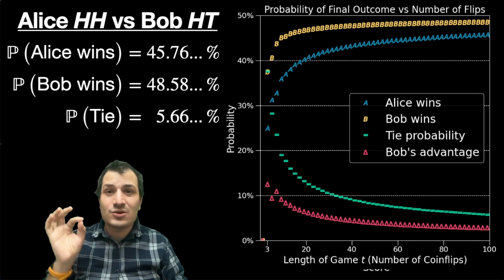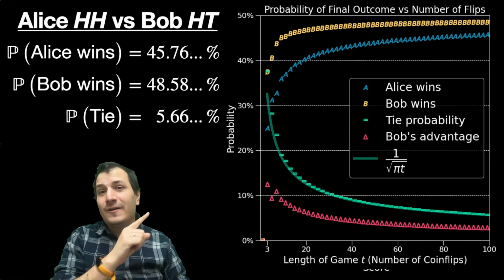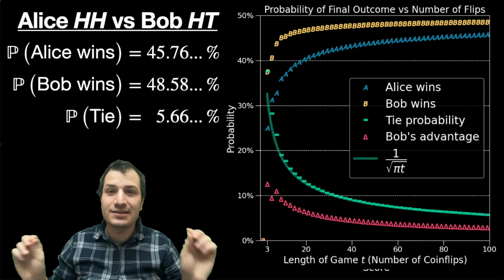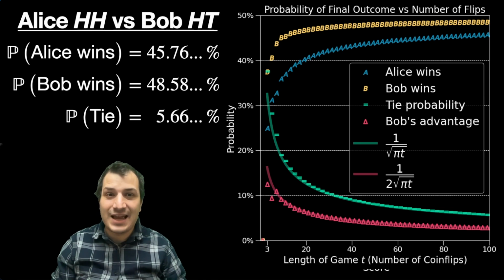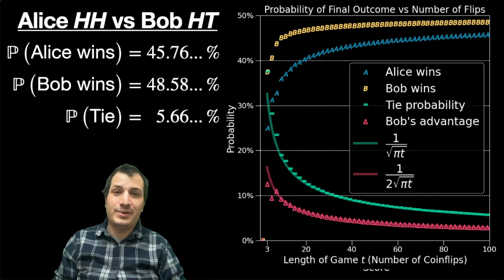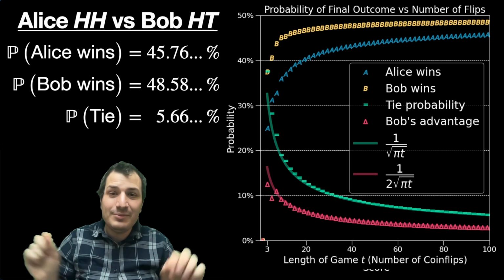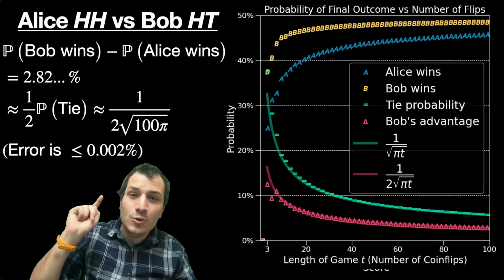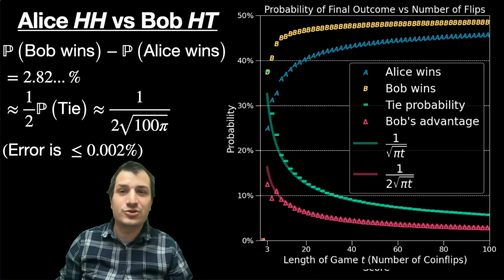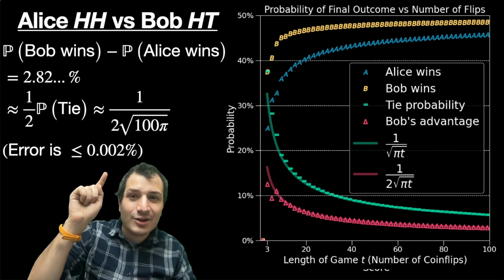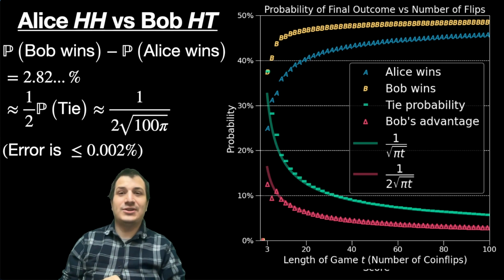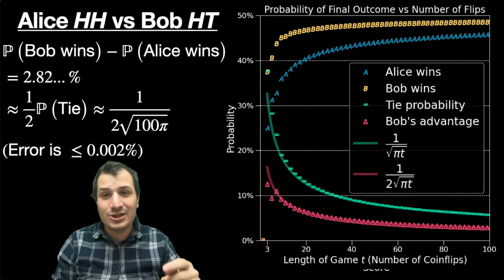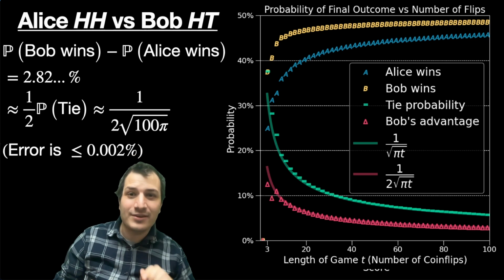So Bob's advantage is shrinking as the length of the game gets longer and longer. And not only that, it has a really interesting formula. The chance of a tie in this game is 1 over square root of pi t, where t is the length of the game. And Bob's advantage is exactly half that, 1 over 2 square root of pi t. And this approximation is extremely accurate. For the length 100 game, it tells you that Bob's advantage is 2.82%, 1 over 2 square root of 100 pi, and this is accurate to 0.002%. So extremely accurate. And in this video, I'm going to use this Edgeworth expansion and talk about overlaps to try to show you why this formula is true.